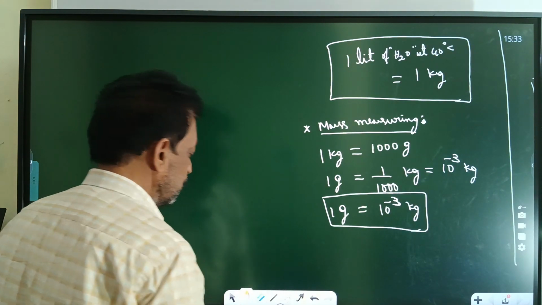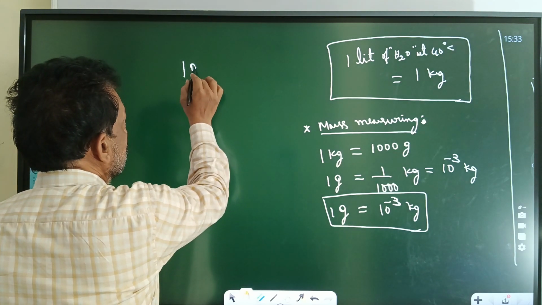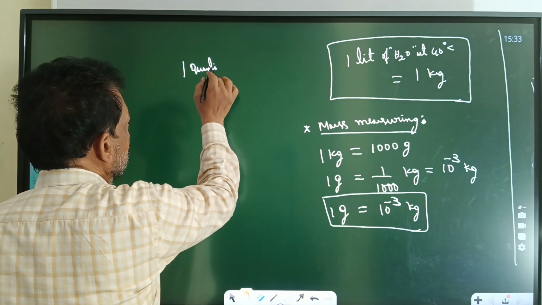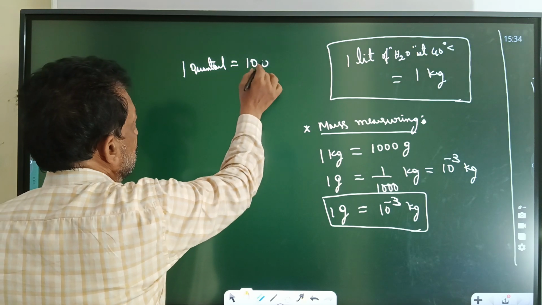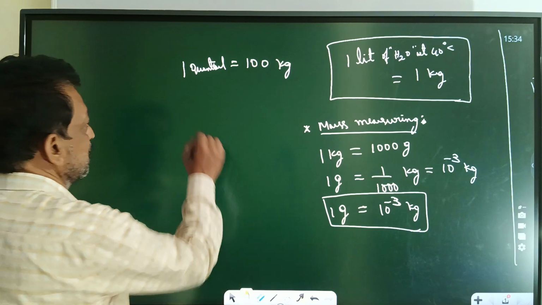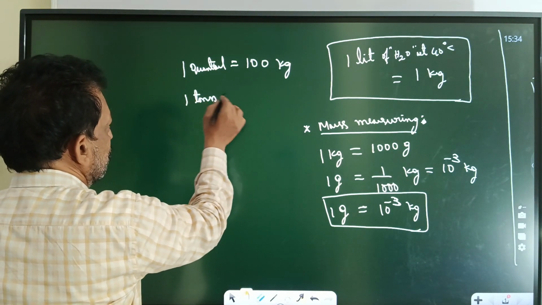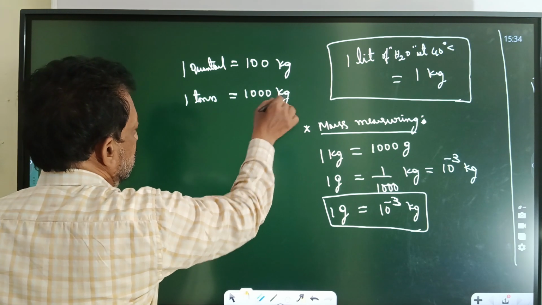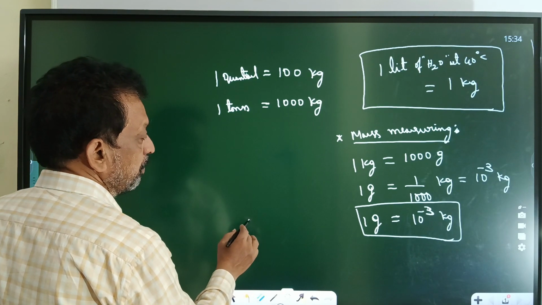Next, 1 quintal. 1 quintal is equal to 100 kg. Generally, you use it when buying rice. 1 ton is equal to 1000 kg for calculating purposes. This is called mass measuring.